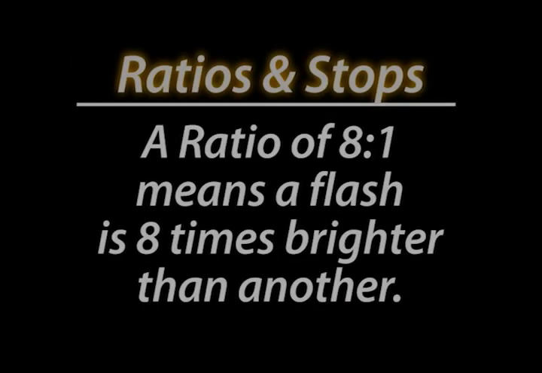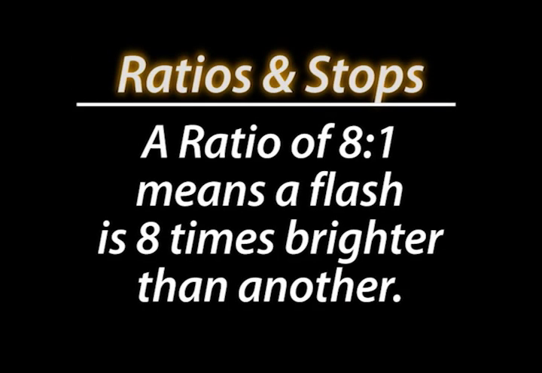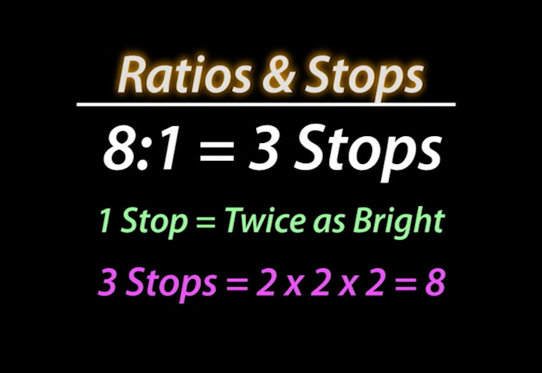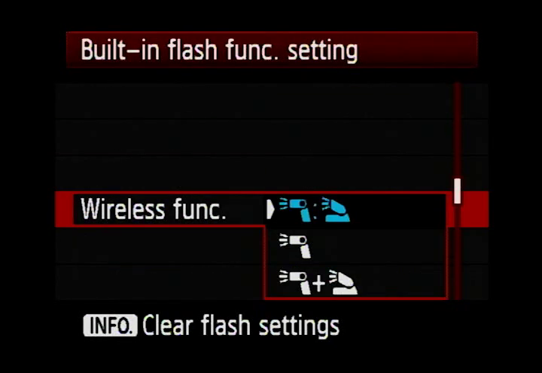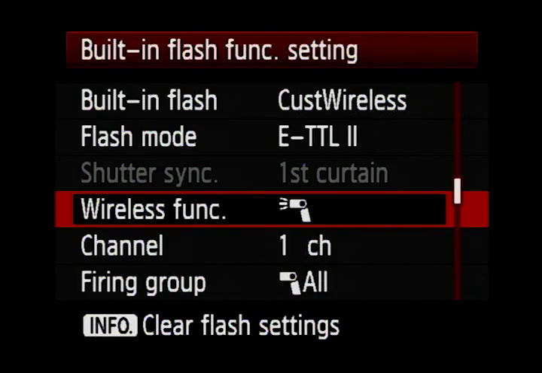Now, as a side note, keep in mind that ratios and stops are equivalent. A ratio of 8:1 means that one flash will be 8 times brighter, which is 3 stops more than the other, because one stop is twice the power of another. And so when you say you have 3 stops, what you're essentially saying is 2 times 2 times 2, and that's 8. So now that you know the language, you should be able to figure out just about everything you see in your wireless flash menu.